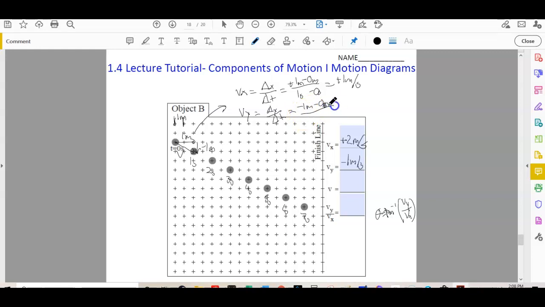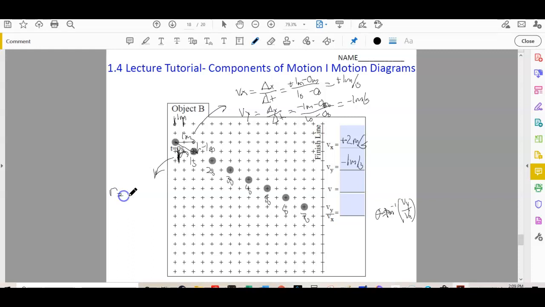That should be meters. From 1 second to 0 seconds, so that is negative 1 meter per second. Okay. All right. Well, to get the overall velocity, well, that's the hypotenuse. Well, to get the overall distance, I should say, we're just going to call this r.